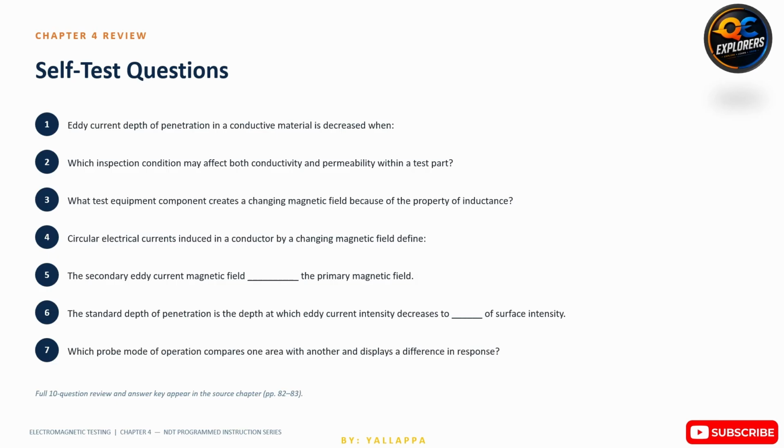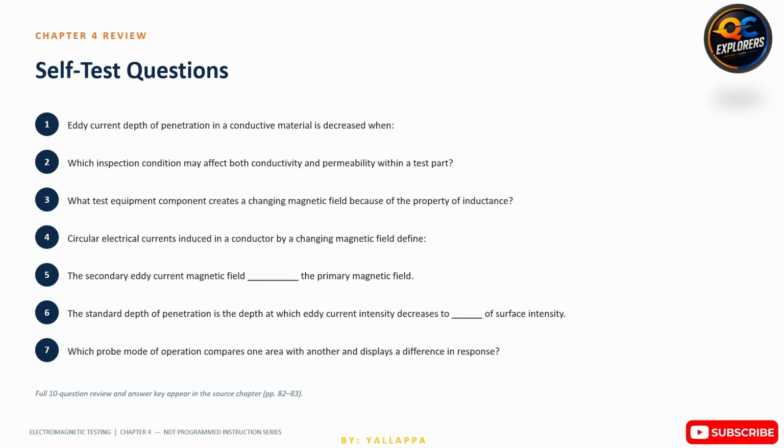The third question asks which component of the test equipment creates the changing magnetic field. Remember that it is the inspection coil, energized by alternating current, that generates the primary magnetic field. The fourth question asks for the definition of the circular electrical currents induced in a conductor by a changing magnetic field. These are, of course, eddy currents, the fundamental operating principle behind this inspection method.